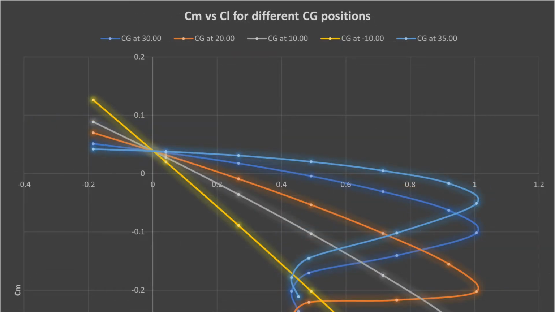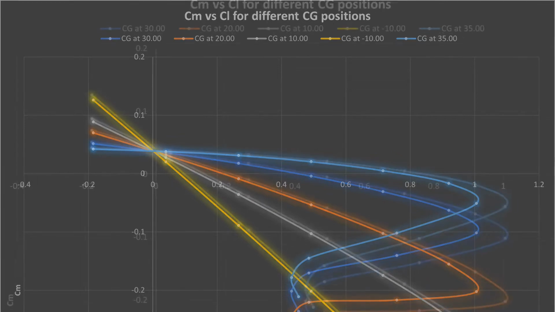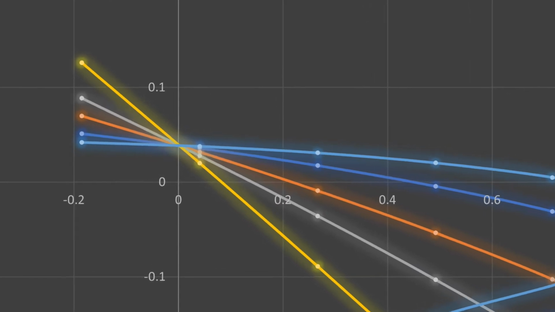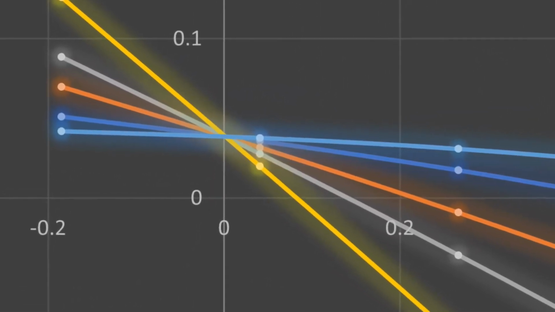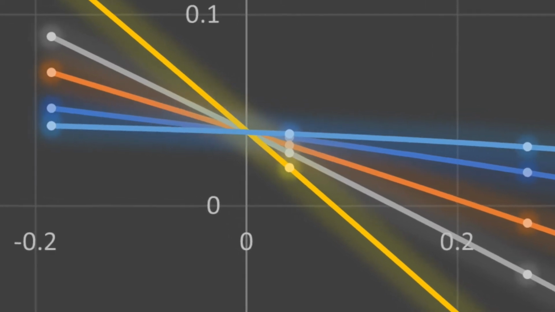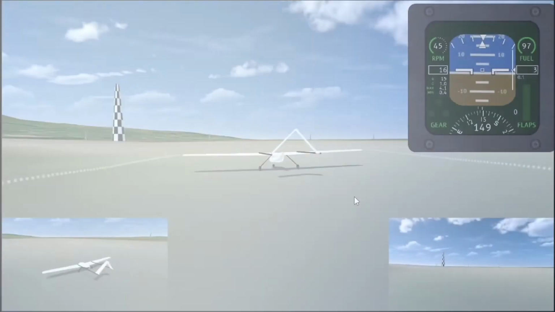In this graph, we can see how the CG positions affect stability. As you can see, moving the CG towards the nose of the aircraft, denoted by the line in yellow, results in a more stable aircraft configuration. As the CG is moved backwards, the configuration is less stable. The gradient of the linear section of the 35% CG position is essentially flat. This tells us that this is the upper aft CG limit for stability.